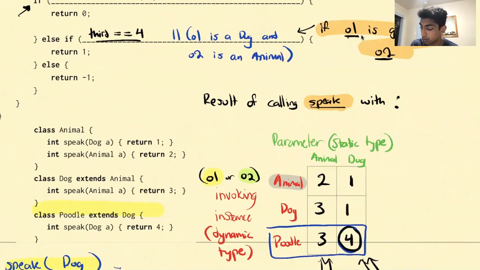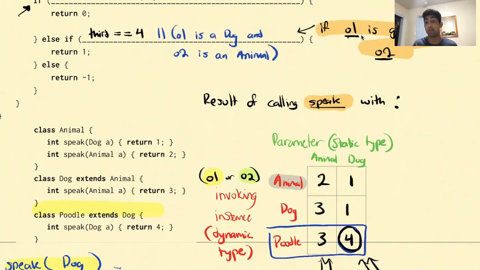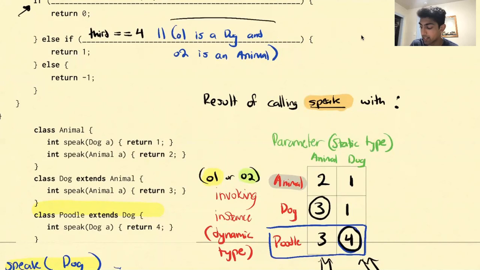Okay, so the next thing that we need to account for is if O1 is a dog and O2 is an animal, okay? In order to account for this case, how do we know for a fact that O1 is a dog, okay? So this is kind of cool. We know that O1 is a dog if this number is 3. The reason for that is we know that O1 isn't a poodle, because if it was a poodle, we wouldn't be checking this condition right here, would we? Right? So we know that if we're checking this second condition, it means that O1 isn't a poodle, so it has to be either a dog or an animal.